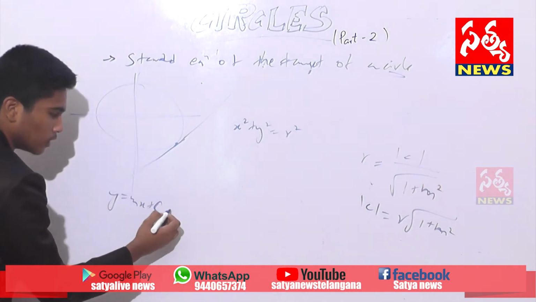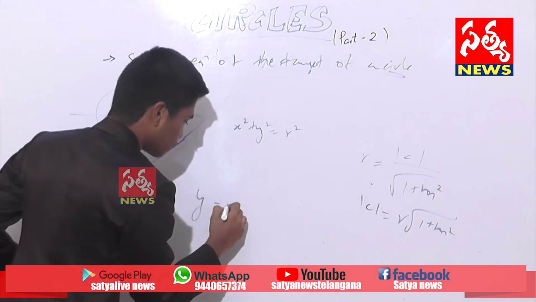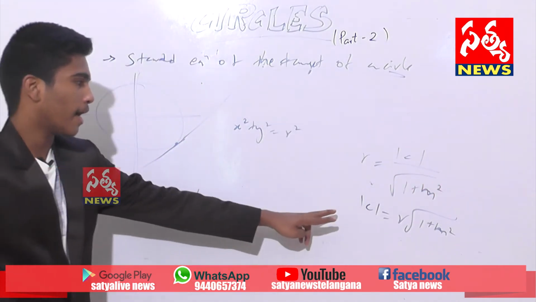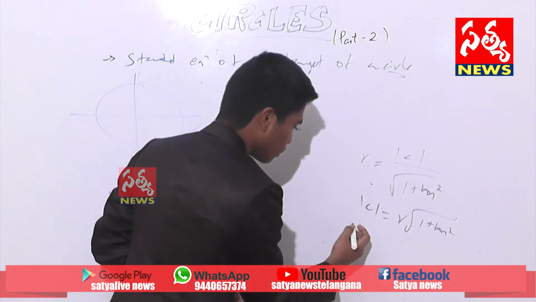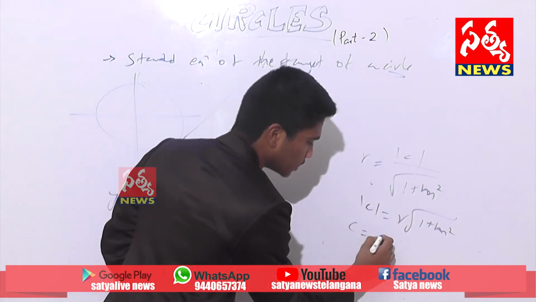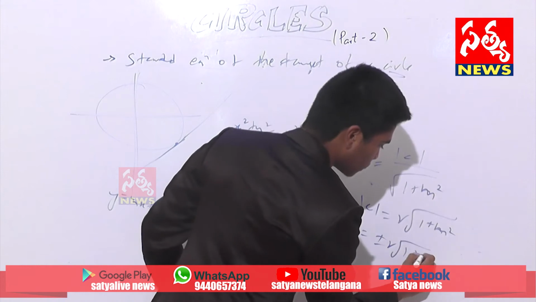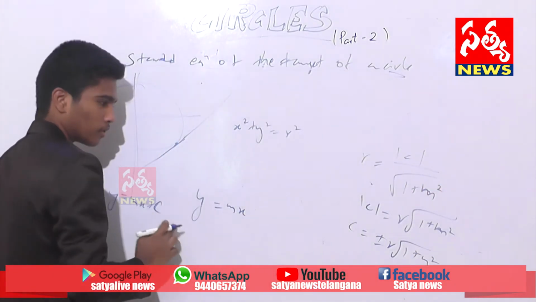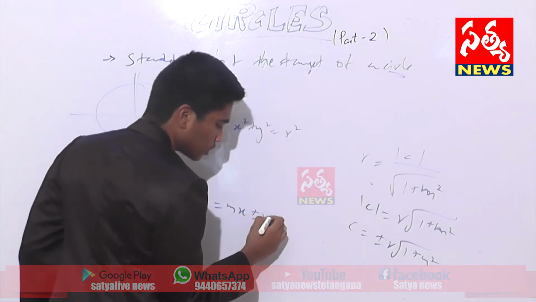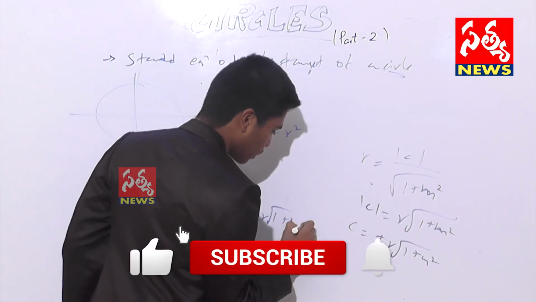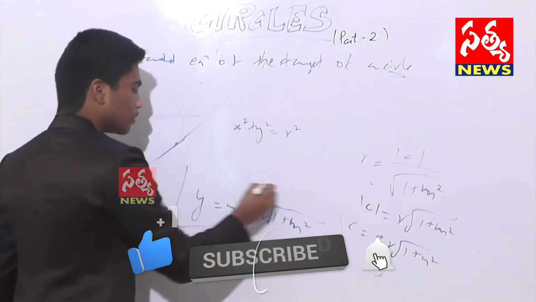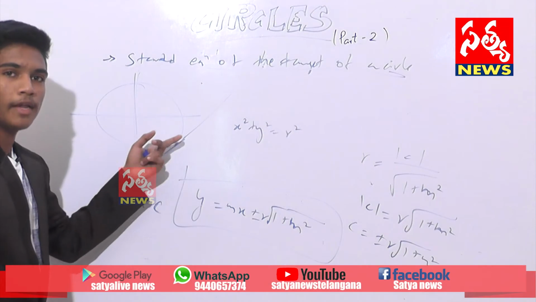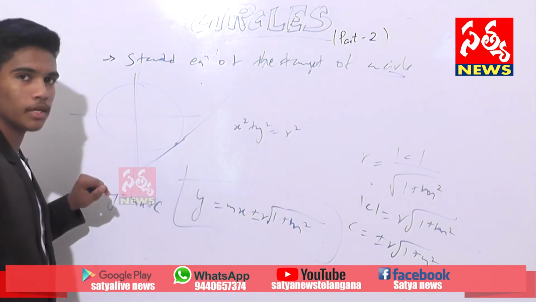So in the place of c, we can write y is equals to mx plus c, and as mod c is there here, we write c is equals to plus or minus r under root 1 plus m square. So in the place of c, I am going to write plus or minus r under root 1 plus m square. So this is the standard equation for a line or else for a tangent to a circle.